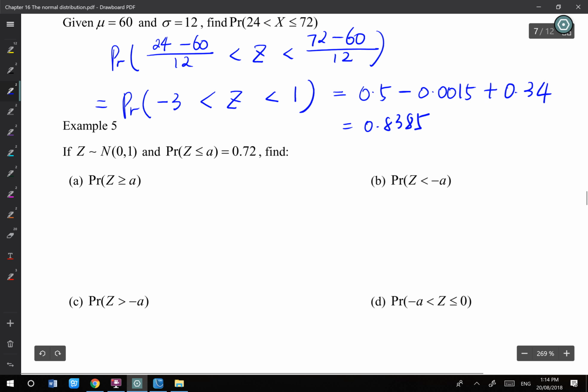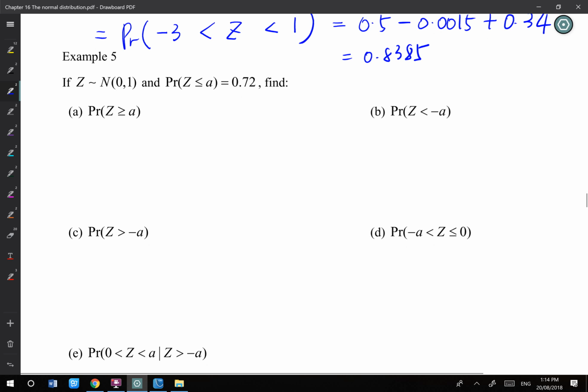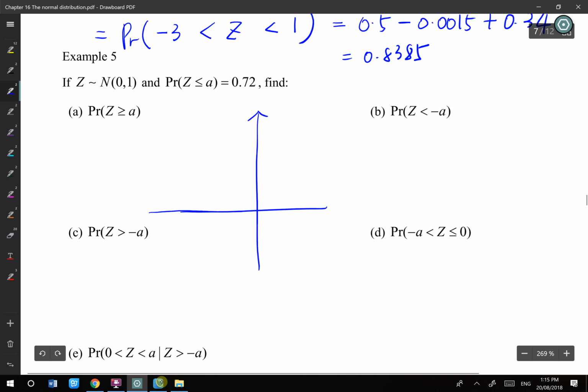Okay, for 5, Z is in between 0 to 1. Z less than A is 0.72. Let's sketch for this. Okay, it's a standardized normal distribution.